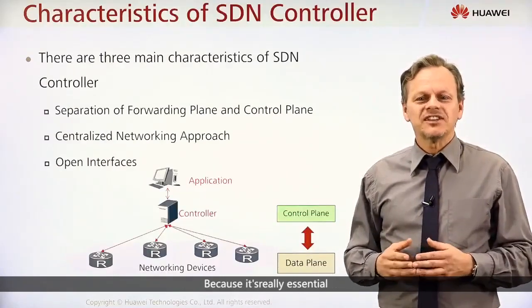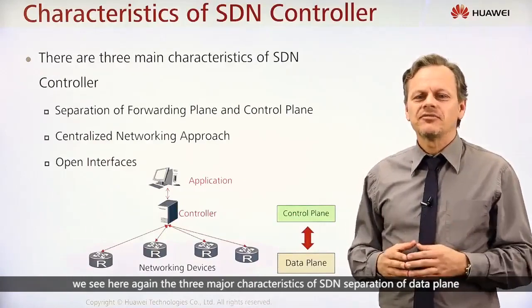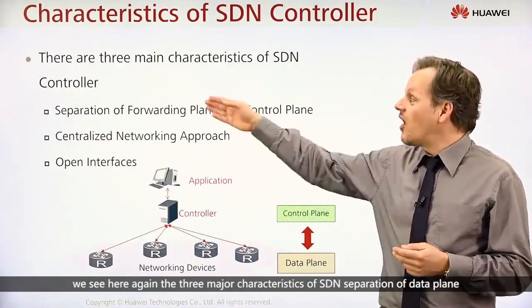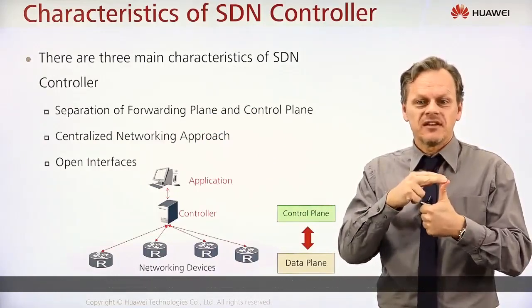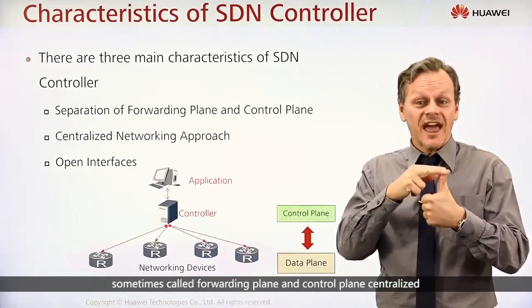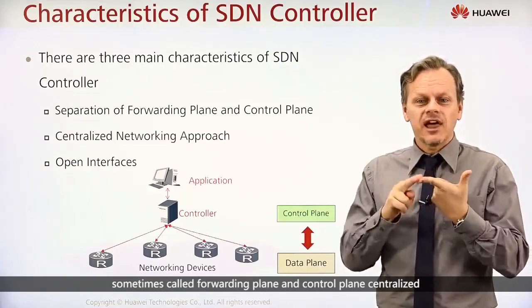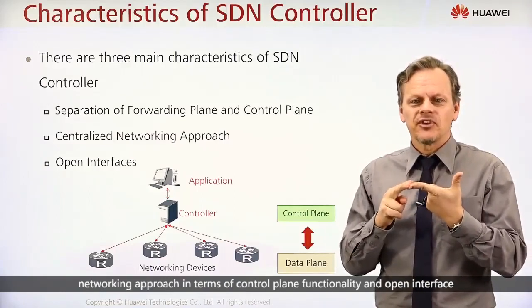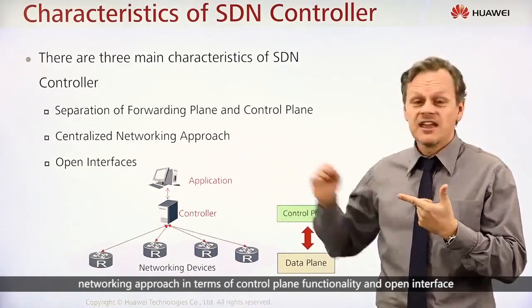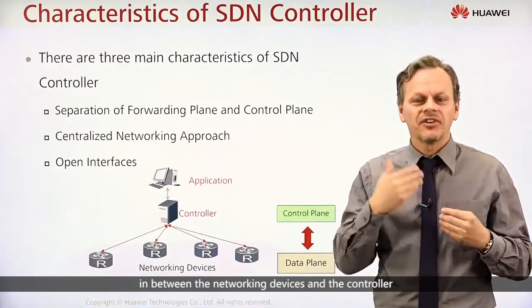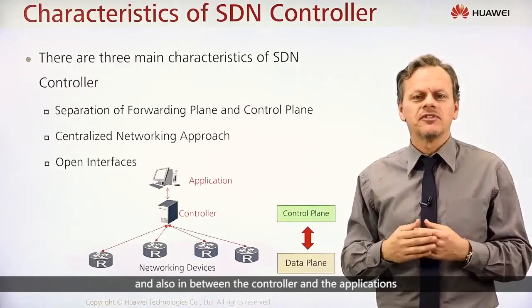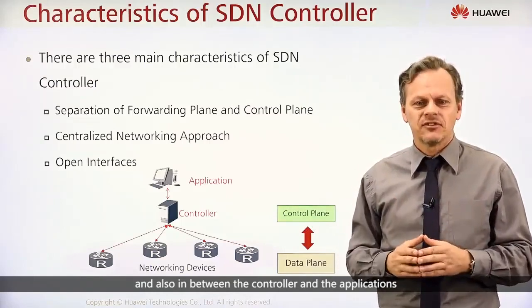Because it's really essential, we see here again the three major characteristics of SDN. Separation of the data plane, sometimes called the forwarding plane, and the control plane. A centralized networking approach in terms of control plane functionality. And open interfaces between the networking devices and the controller, and also between the controller and the application.